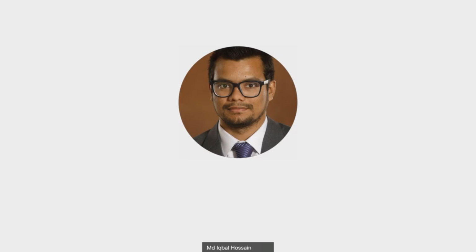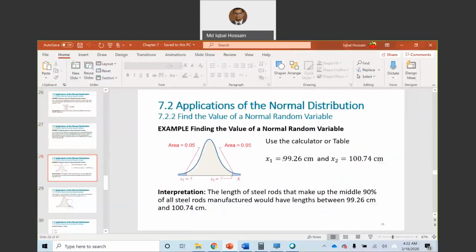Now, if we calculate the values, we get the values we need. We already have the calculation of that, so we are going back to the slide. You can see that after calculating the value for x1 we get this, and after calculating the value for x2 we get this.